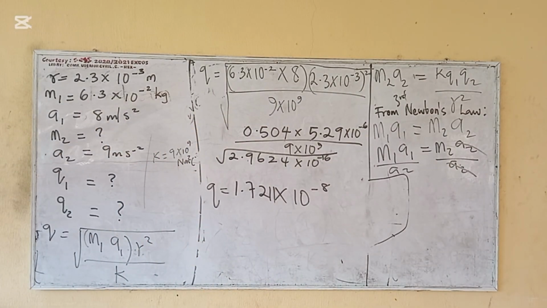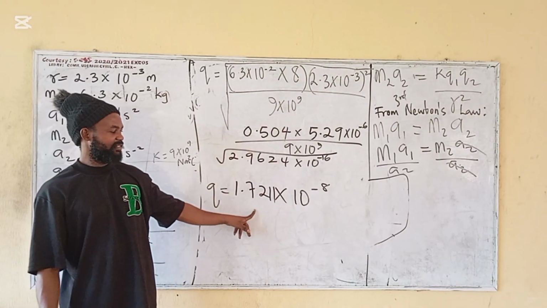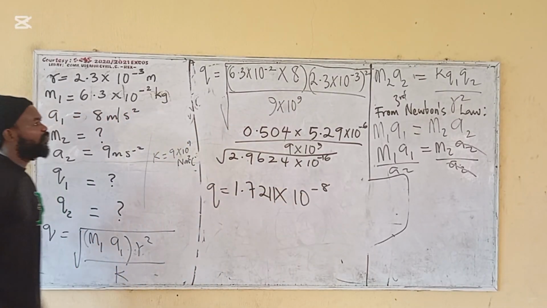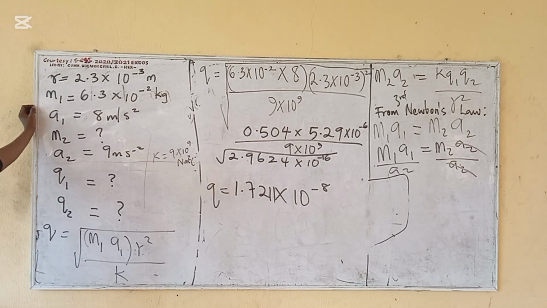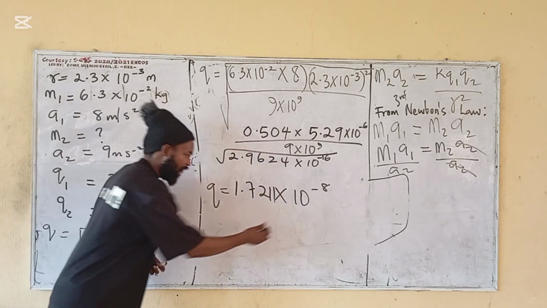But the answer here is 1.796 times 10 to the power minus 10. The book gave you 1.796 times 10 to the power minus 10. The value they used is 3.2, not 2.3. That means the book actually used 3.2. That's why it got that. Please, what we are using for our own is 2.3. You see? So this is what we are having.